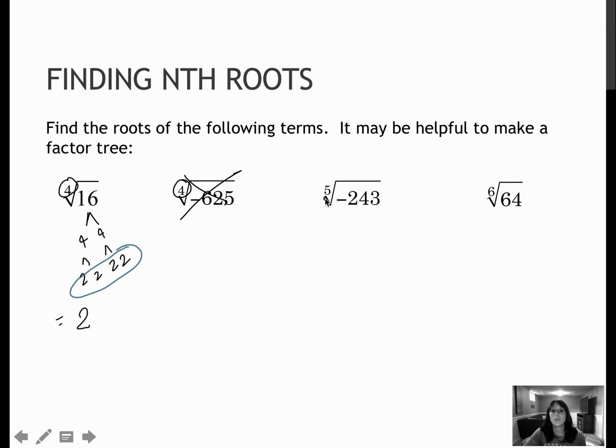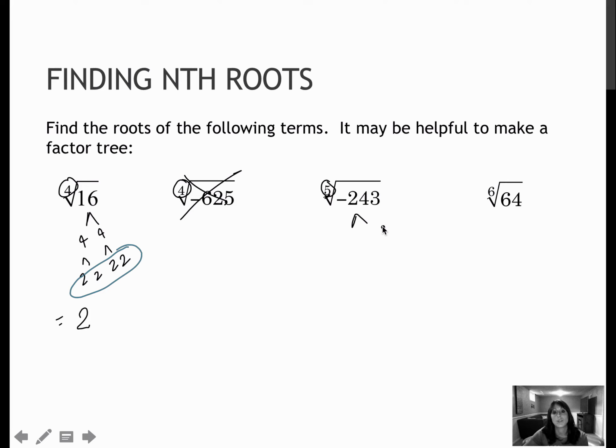This is a negative, but notice this is an odd index. With an odd index, it's okay to have a negative, because if I take a negative value times itself, say 3 times, I end up with a negative. If I take it times itself 4 times, I end up at a positive. If I take it times itself 5 times, I end up back at a negative, so it's okay. For 243, I need to find some values that go into 243, and I need a group of 5 of those in order to take something out.